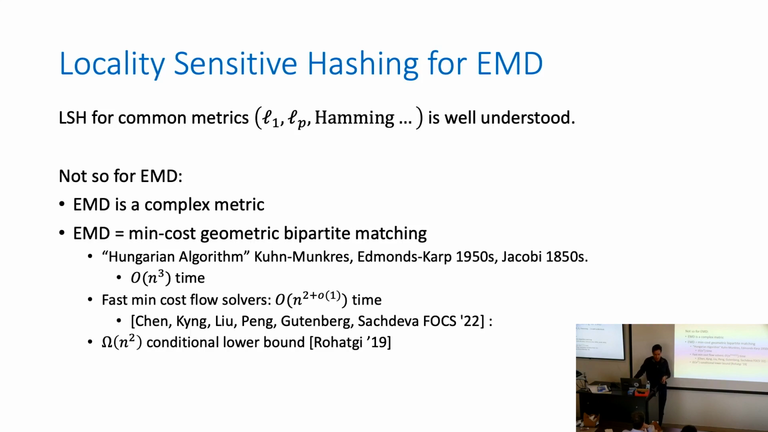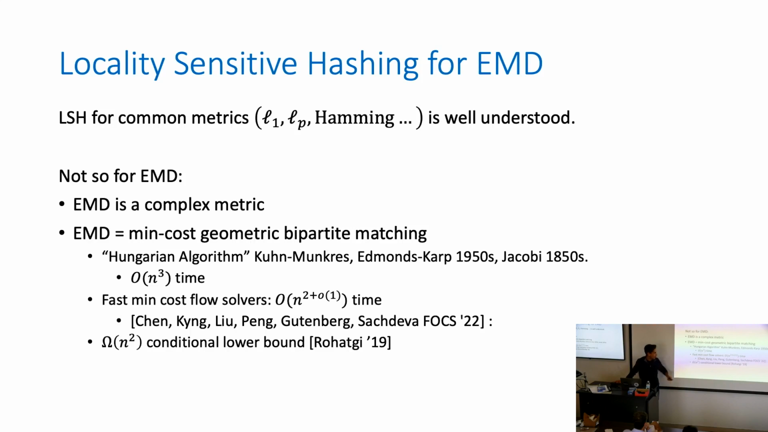One of the obvious reasons for this is that Earth mover distance is not a simple metric, in the sense that most metrics like L1, L2 decompose nicely into a sum of distances across coordinates. But Earth mover distance doesn't decompose into some arithmetic sum. In fact, it's some complicated matching process. And if you wanted to solve it more than, let's say, 20 years ago, you'd probably use the Hungarian algorithm, which has over 100-year history. It dates back to Jacobi in the 1850s. And this algorithm computes augmenting paths and takes n cubed time.